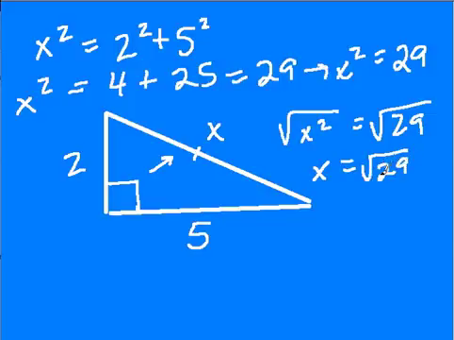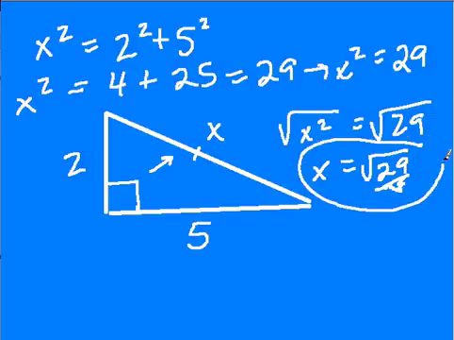Since the square root of 29 is irrational, it's not a whole number, and it has some decimal approximation for a square root, we can't write the exact answer. But if they wanted us to write it not as a decimal, we could just stop here and write x equals the square root of 29.